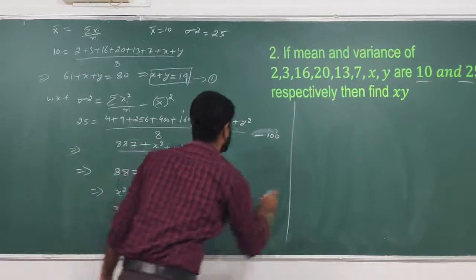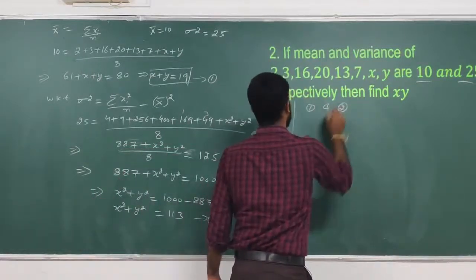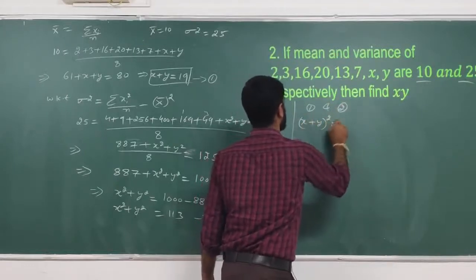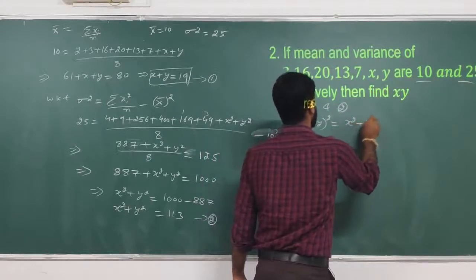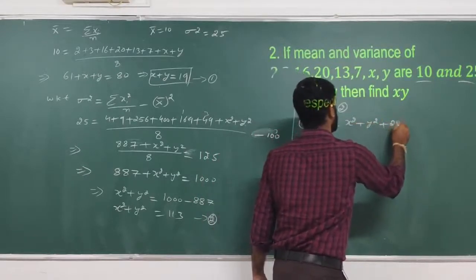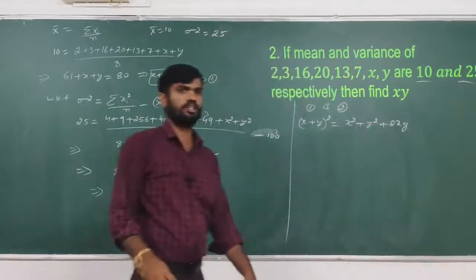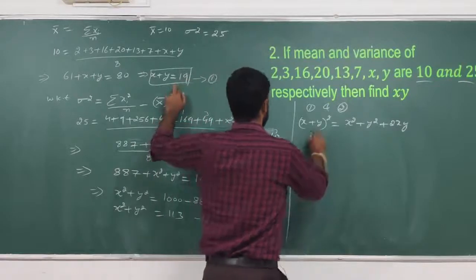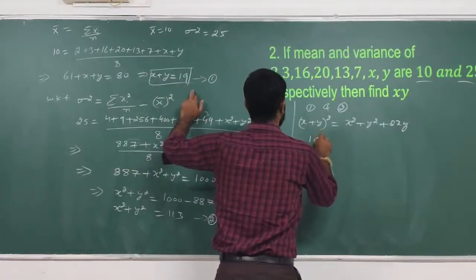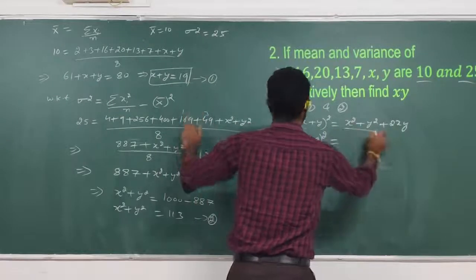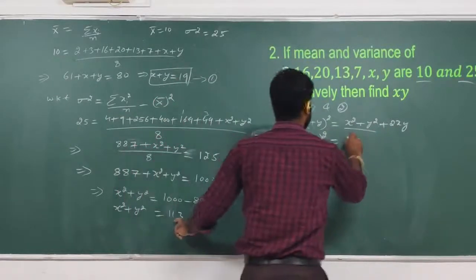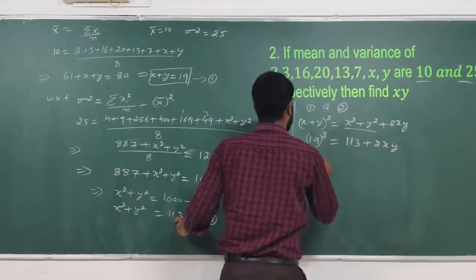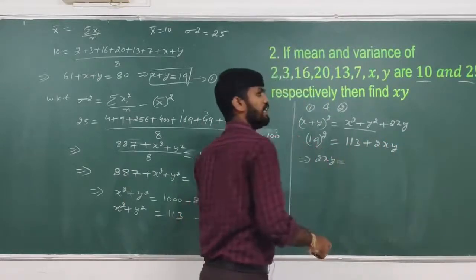From 1 and 2 we have, we know the formula: x plus y whole square is equal to x square plus y square plus 2 into x into y. Now just substitute the values. The value of x plus y is 19, so 19 square is equal to x square plus y square, which is 113, plus 2 into x into y. So 2xy is equal to 19 square minus 113.